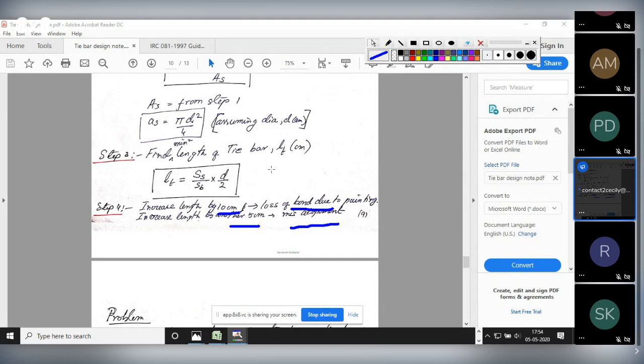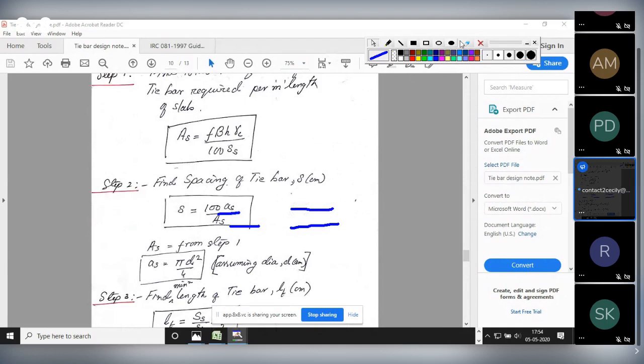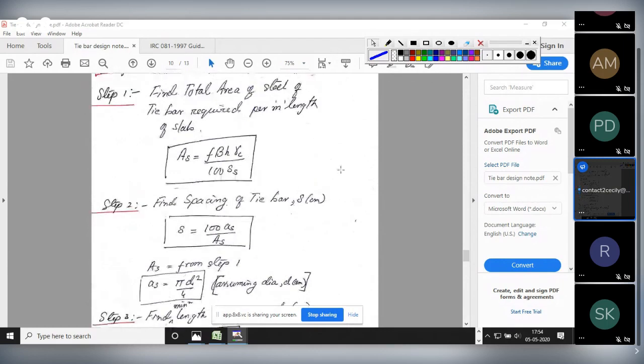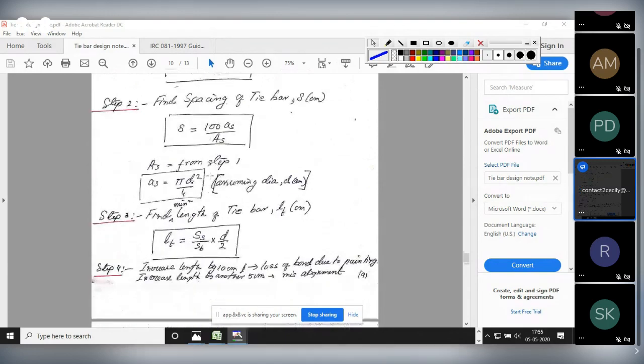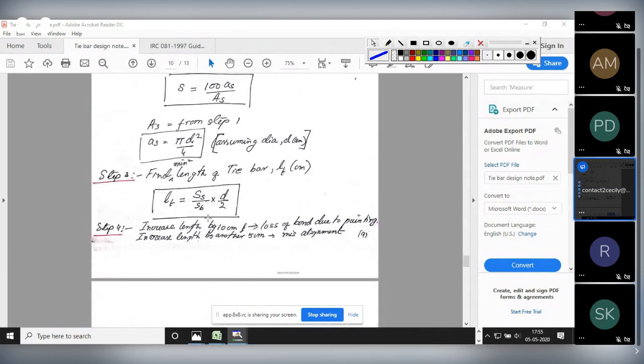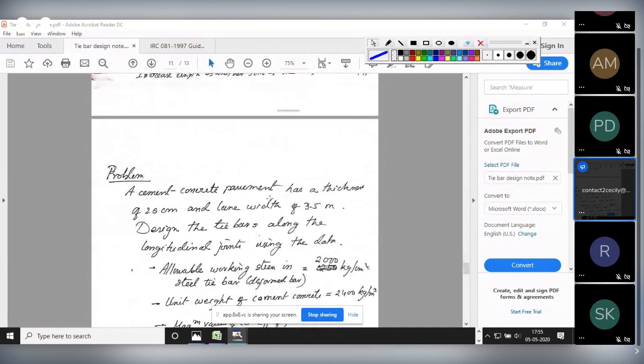Clear? Please see these steps. First, calculate capital As, then calculate small s, which is the spacing. Capital As is in centimeter square. Then finally, the length of the slab in centimeter. Whatever length we get, we add 15 centimeter to it. If you get 65, then adding 15 centimeter, it will be 80 centimeter. Okay, clear?